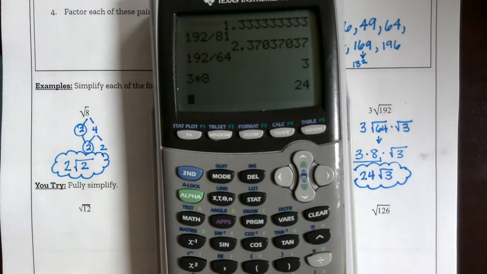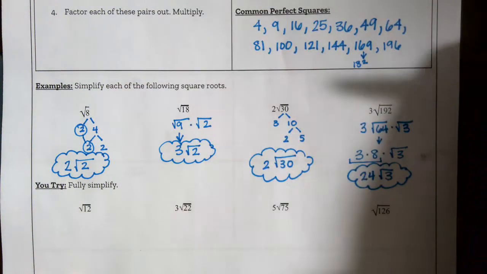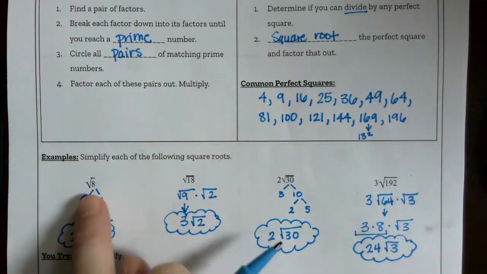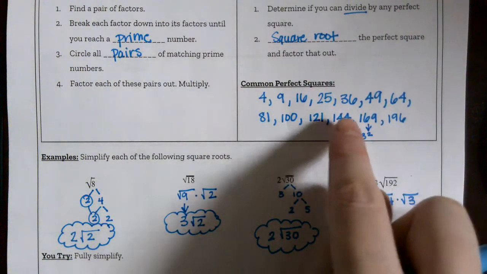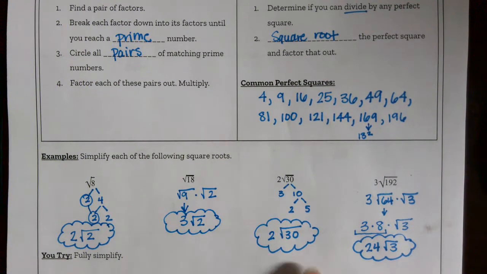And again, double check your answers. So 3 square roots of 192 and 24 square roots of 3. And there we go. Whichever method you like better is fine with me, breaking it down into its prime numbers or simply finding if it's divisible by any of the perfect squares, that's fine as well.